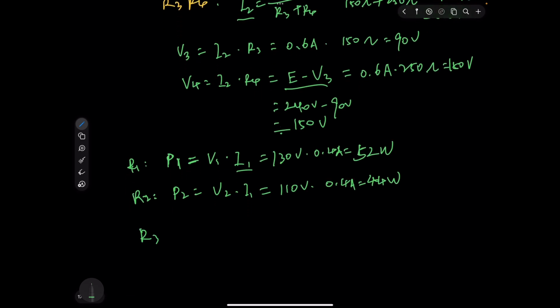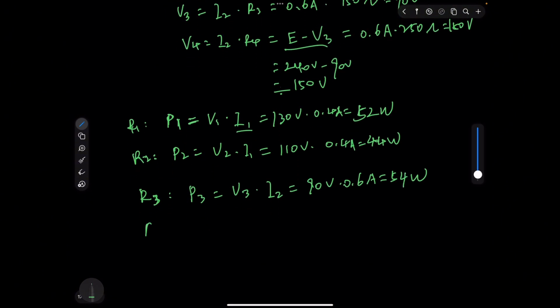For R3, P3 equals V3 times I2. V3 is 90 volts times 0.6 amps equals 54 watts. For R4, the power P4 equals V4 times I2. Same thing, R3 and R4 are in series.